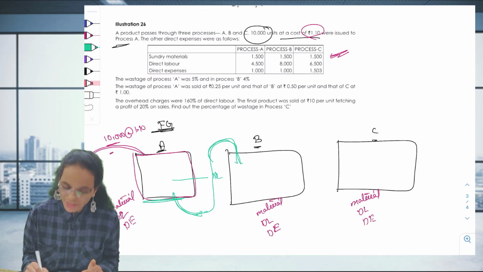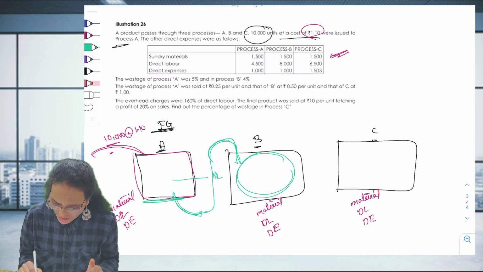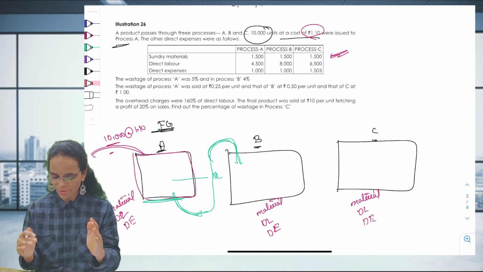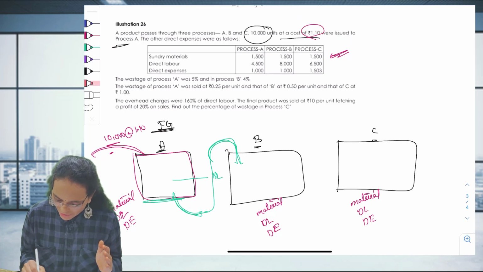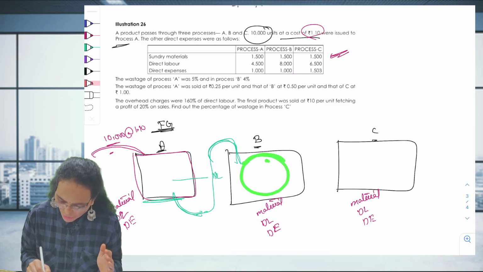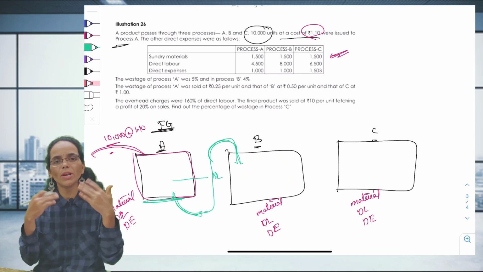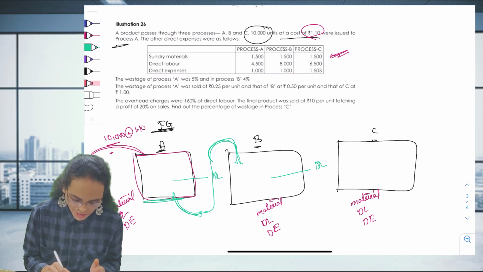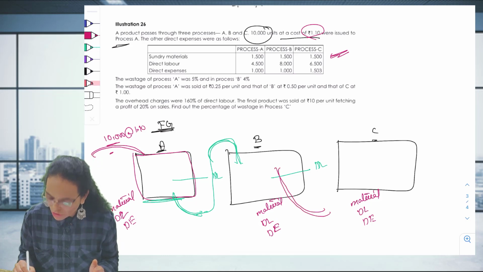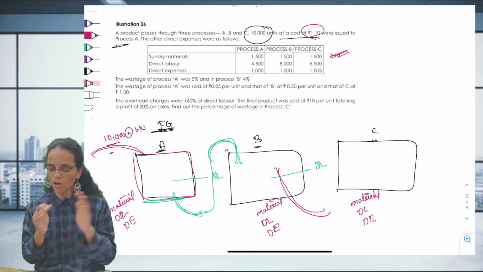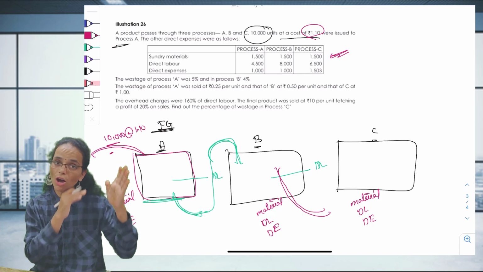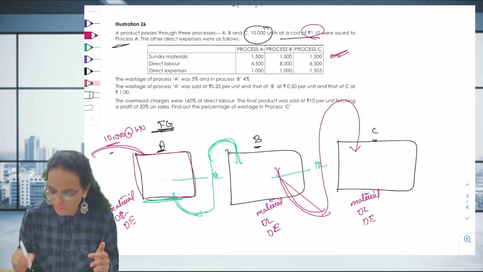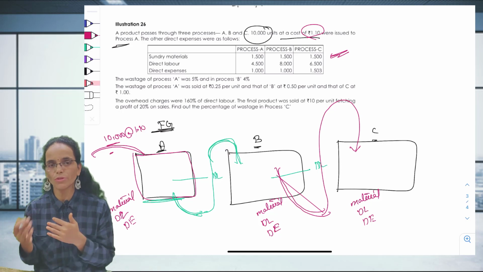So this is what is happening here. Here also the processing is taking place. Once the process is done in the second process, some units will be lost as a normal loss. The remaining units after normal loss will be the output from process 2, and will become the input to process 3, that is process C.